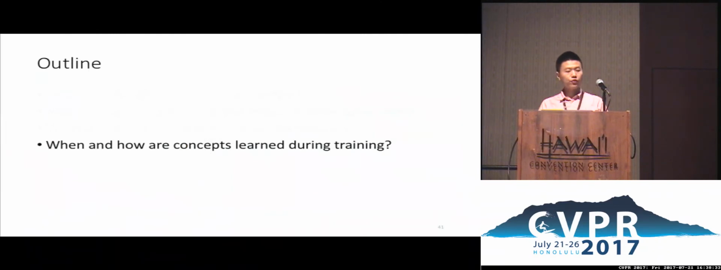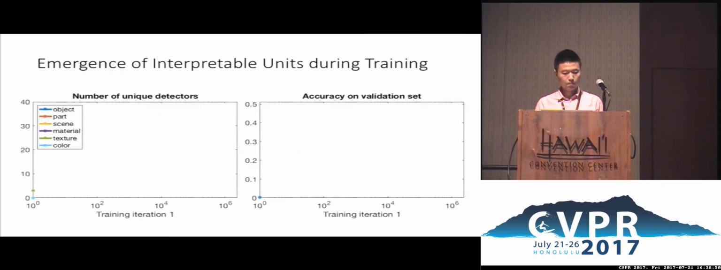Lastly, we further analyze when and how a concept is learned during training. Because after we have this network dissection, you can analyze a lot of interesting things happening inside the convnet. Here I will show you some interesting applications, starting with a video. This video shows the emergence of interpretable units during the training process. The horizontal axis is the training iteration, and on the right is the accuracy on the validation set. I will play the video.